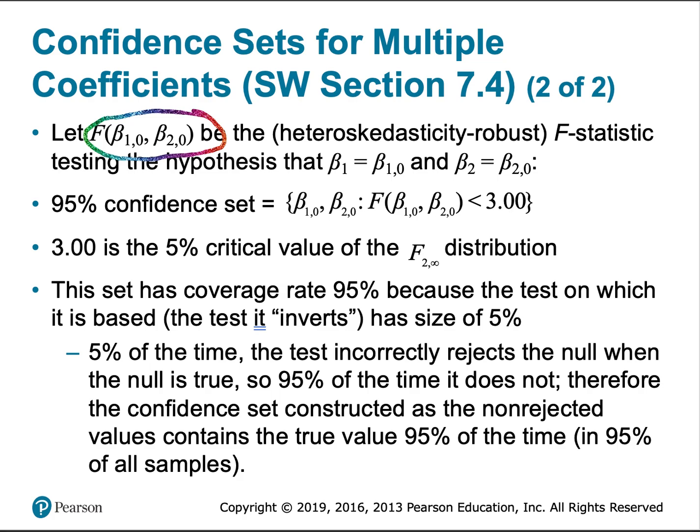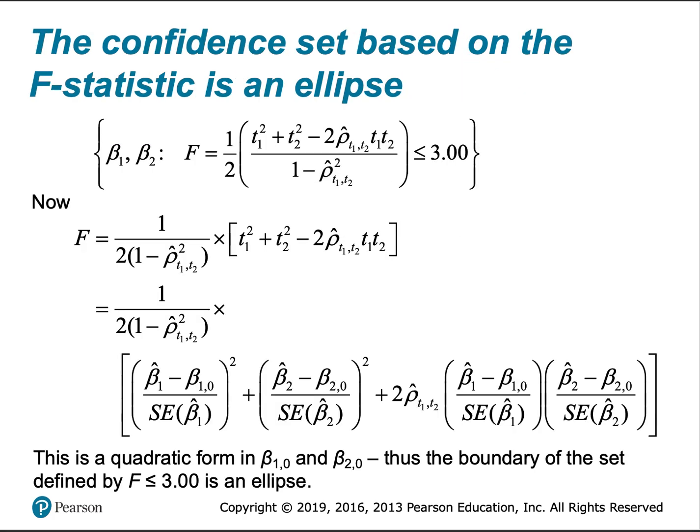Let's look at the math to try to see how we would construct such a confidence set based on this F statistic with 2 degrees of freedom. So we're looking at all of the values for beta 1 and beta 2 such that the F statistic is less than or equal to 3. Recall that the F statistic is given by 1 over 2 times t1 squared plus t2 squared, these are the t statistics, minus 2 times their correlation, the correlation between t1 and t2, times t1 and t2, over 1 minus the correlation squared.